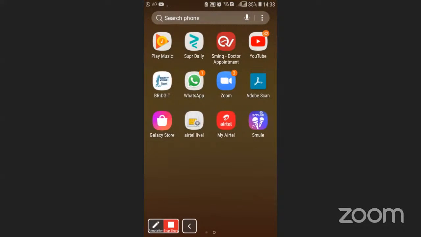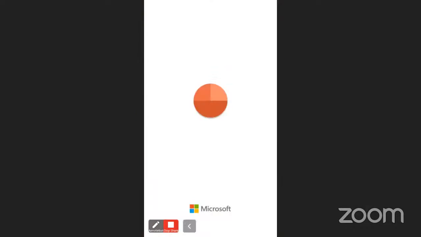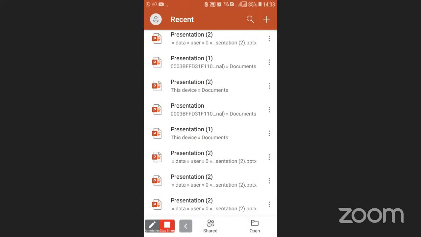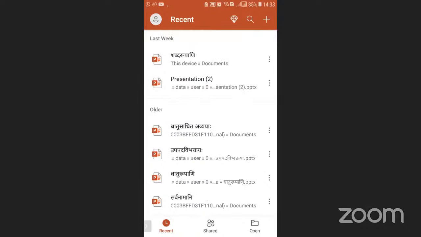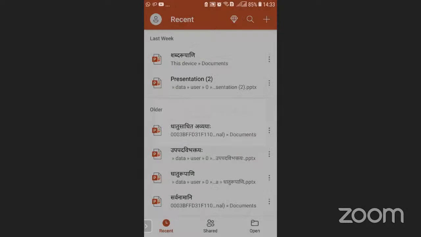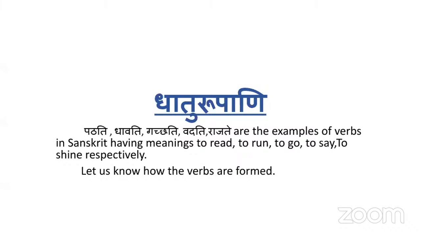I'm going to share my screen. Okay, let's start. Now see Dhatu Rupani. Okay, so you know very well to make a sentence we need a verb in that sentence, right? To show the action, right?